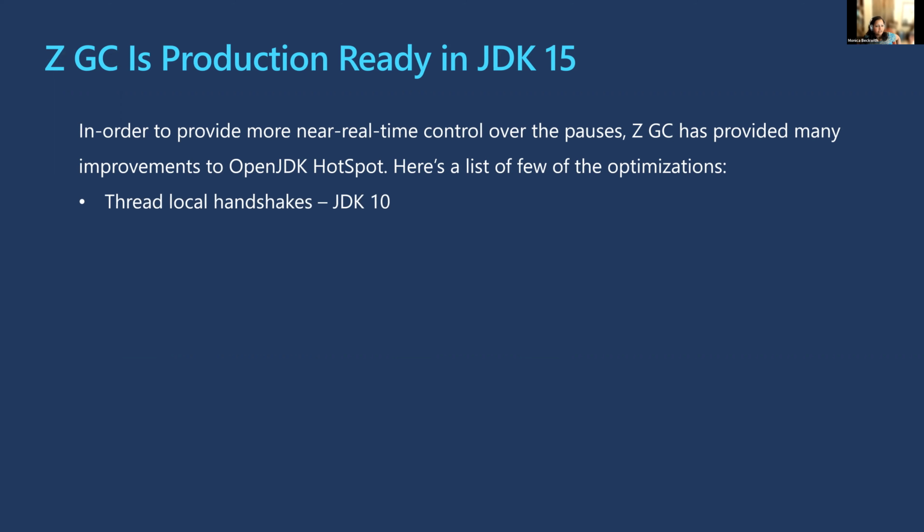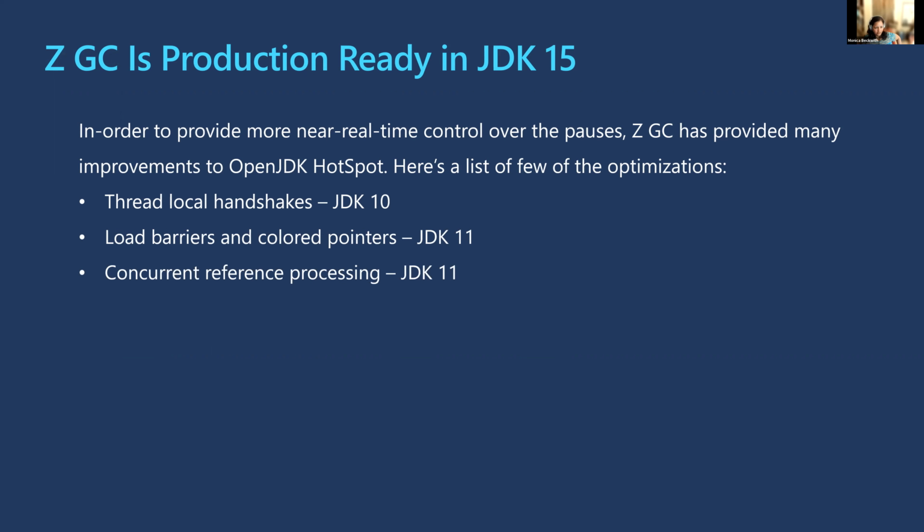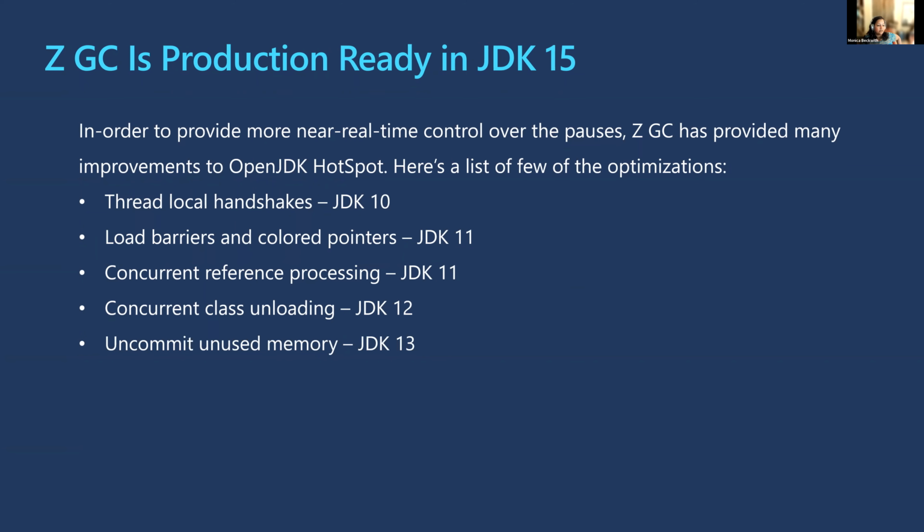Started with thread local handshakes, right? Which I'll explain briefly here. I talked about load barriers and colored pointers. I talked about concurrent reference processing, which was introduced in JDK 11. That's when ZGC was introduced to OpenJDK. Concurrent class unloading, again, moved the work of class unloading from the stop the world phase to a concurrent phase.